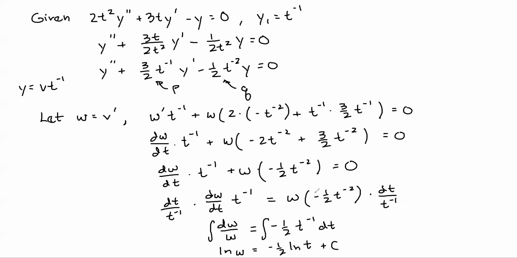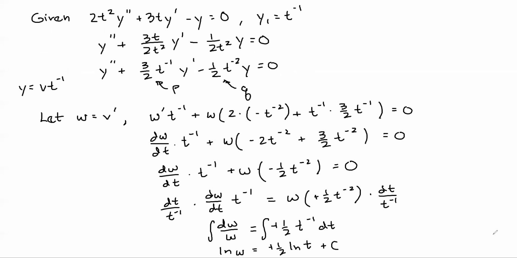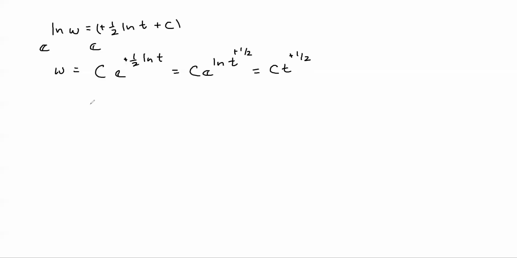Another mistake, well, minor mistake here. When I took this term and moved it to the other side, it should become positive 1 half. All right. There we go, and that fixes that. And then, so now we've got w. And what do we know about w? w equals v prime. So we'll get v prime equals c t to the 1/2.